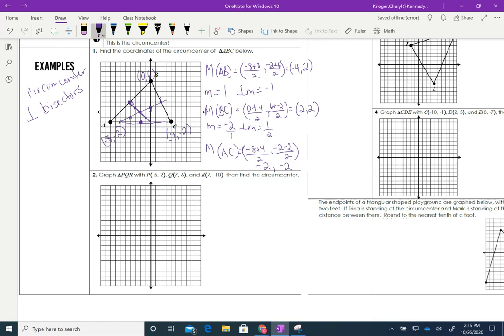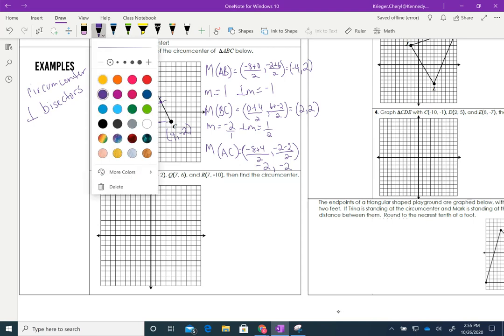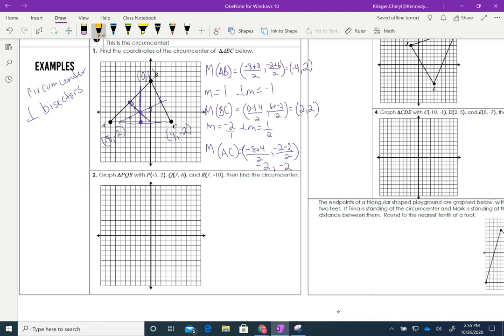So where is my circumcenter? My circumcenter is here. Okay, so the coordinate would be 0. Oh, no, the coordinate would not be 0. It would be -2, 0. So it's back to and not going up or down. -2, 0.